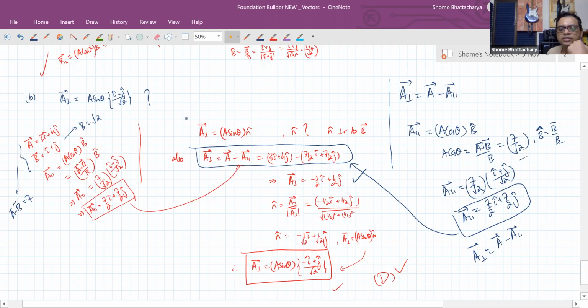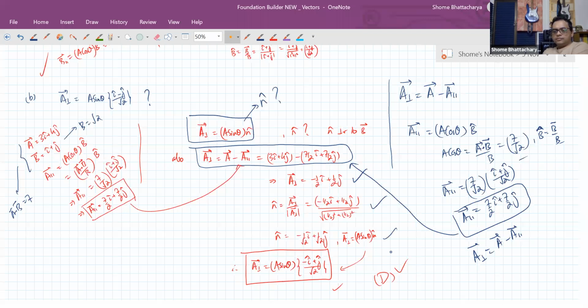So we know that A perpendicular is A sin theta into n cap. But what we are trying to find out is n cap. So what will be the unit vector of this vector? n cap is the vector divided by its mod. So that is this. That's how we got the unit vector is this. So that's why I said that this is an extremely lengthy kind of question, but this is the way to solve it.